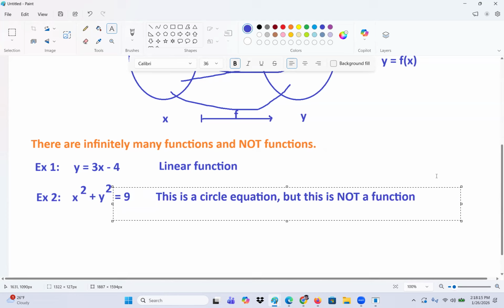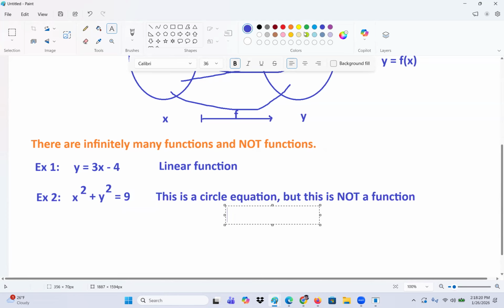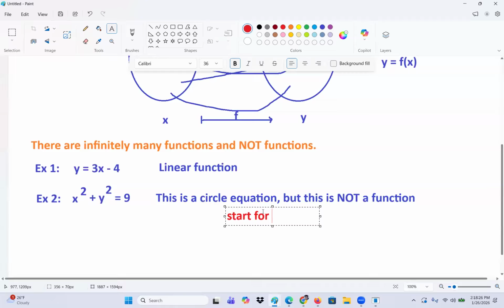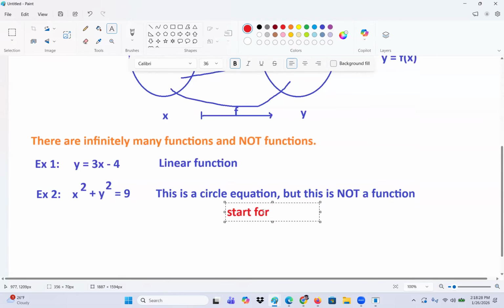Why is this not a function? Because if you start with that y squared, when you solve for y, you're going to have two different values. When you take the square root, you have two different y values. So whenever you have y squared, y to the 4, y to the 6, or when you have 2x with a single y, or 5x with a single y, this is not a function.